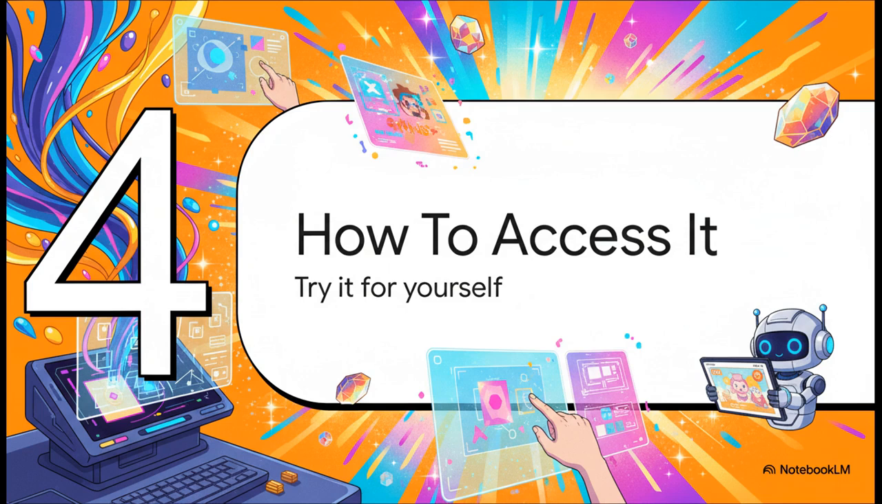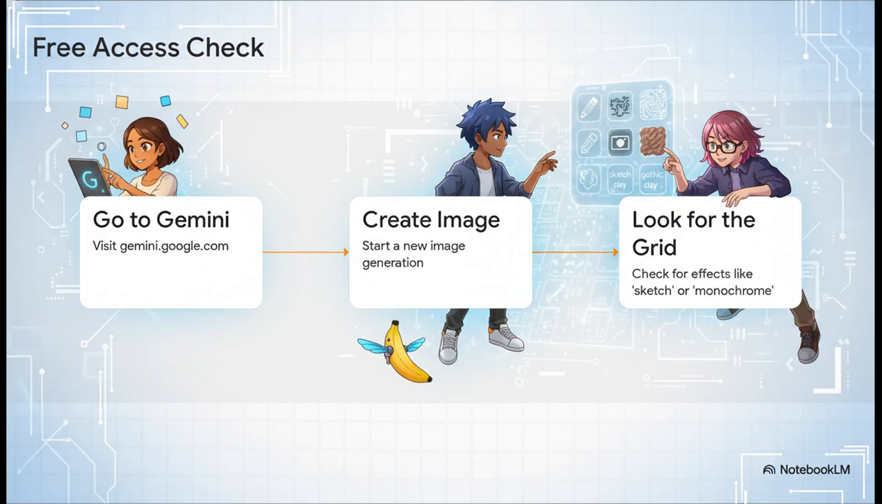Okay, so by now you're probably thinking, I want to try this. So let's quickly talk about how you can actually get your hands on it. All right, so there are paid options on Google AI Studio and Vertex. But if you want to try it for free, here's what you do. Just go to gemini.google.com, start a new image generation, and if you see that little grid of effects pop up, with things like sketch or monochrome, that's the signal. That means you've got the new model. You're using Nano Banana 2.